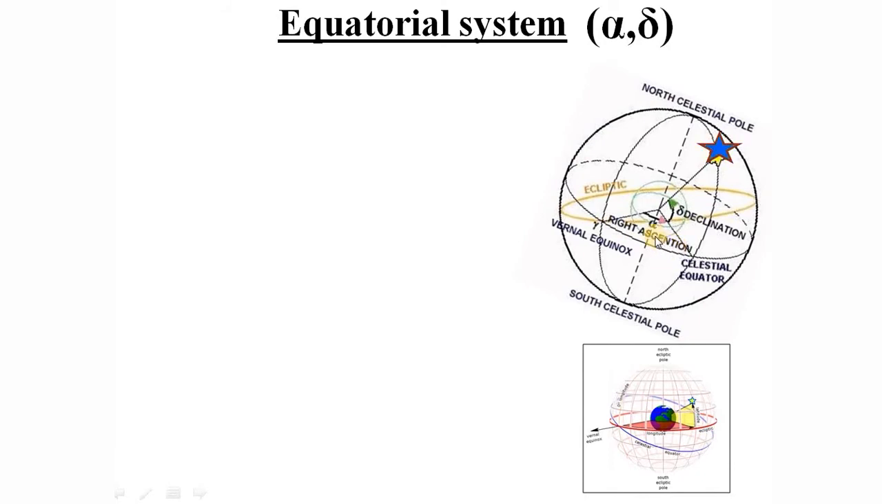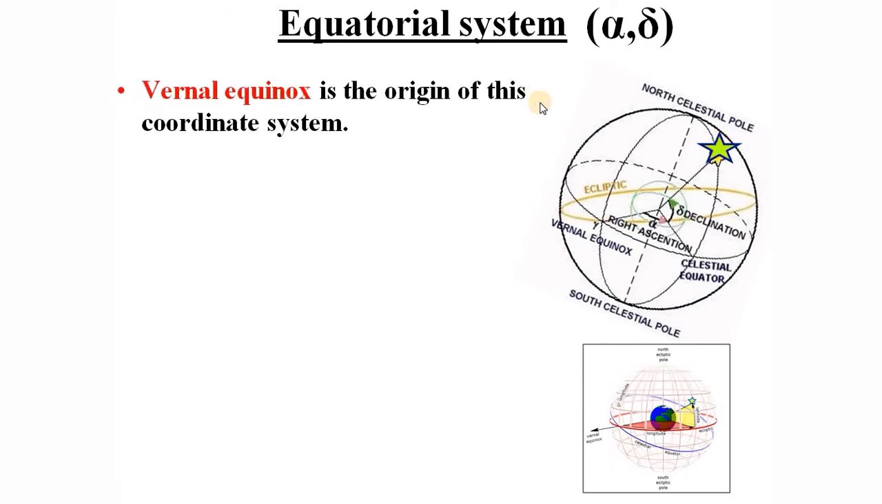The angle is denoted as alpha. And you have the second angle measured along the meridian plane from the intersecting point to the star. That is called the declination, denoted with delta. So ascension and declination are the two coordinates, denoted with alpha and delta, to mark the position of a celestial object. Let us sum up here.